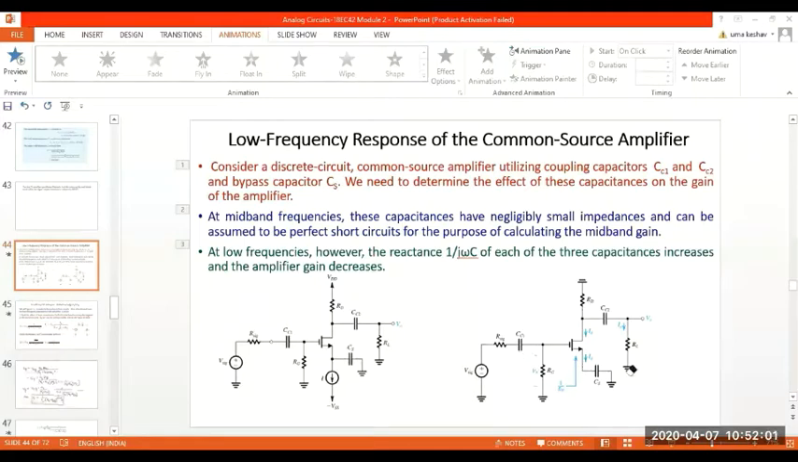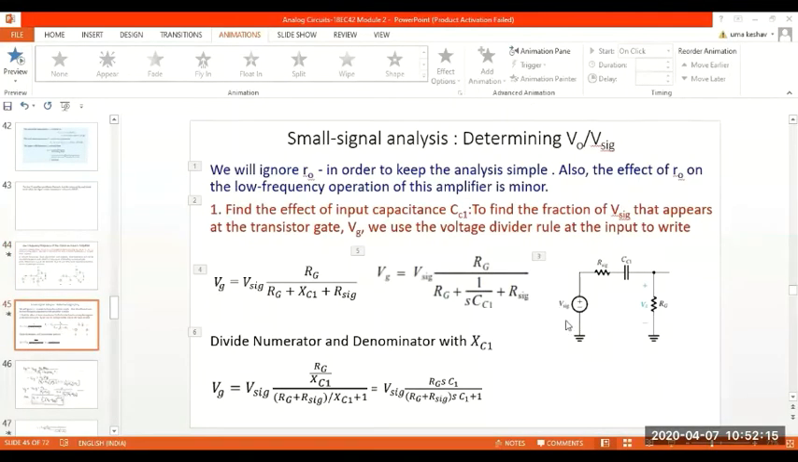We'll consider the effect of all the three together and add up. So we'll be using the concept of superposition. So first, I will consider CC1, this part of the circuit. In the next slide, you can see I have written only the beginning part of the circuit, where I have the signal source, its resistance R sig, CC1 the coupling capacitance, and RG, the biasing resistance RG.